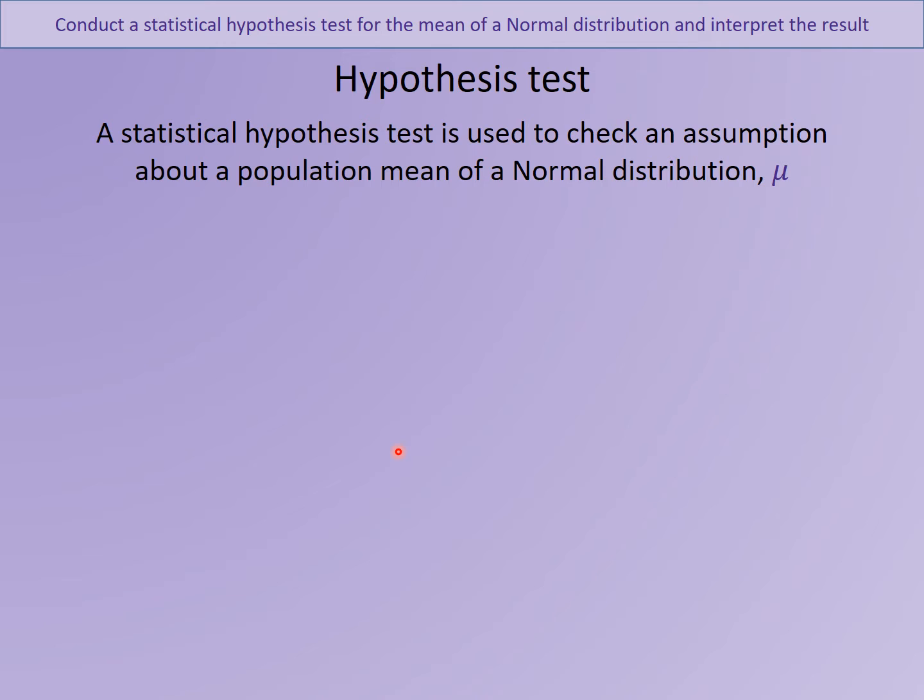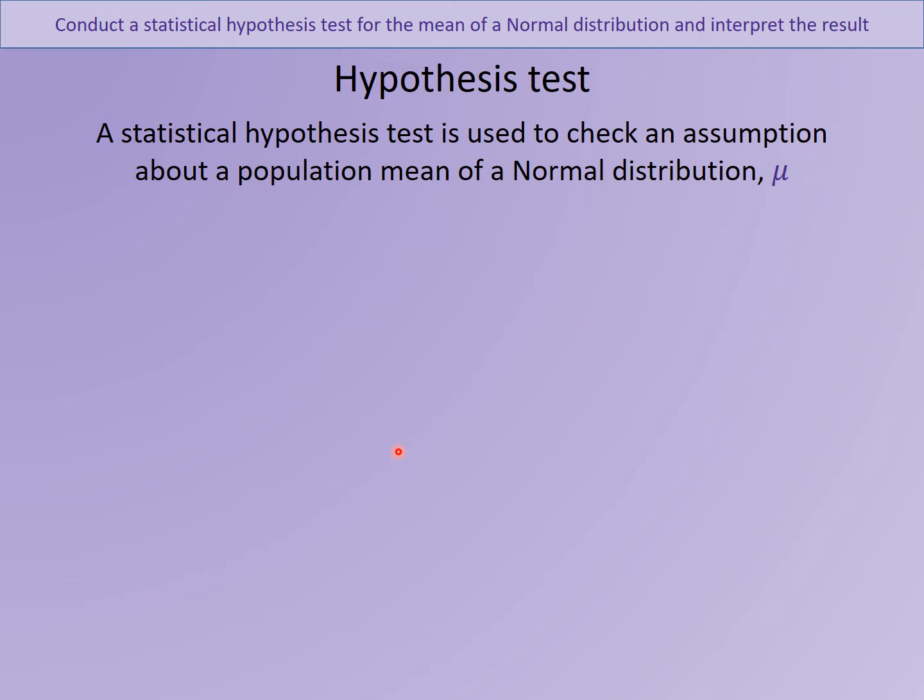So let's just have a recap of what a hypothesis test is and how to run a hypothesis test. I know you did this with binomial distribution, but we can also now do it with normal distribution. And there's a lot of similarities with how to run a hypothesis test. There's also some differences because normal distribution is what's called a continuous distribution as opposed to binomial being discrete. But we'll have a look.